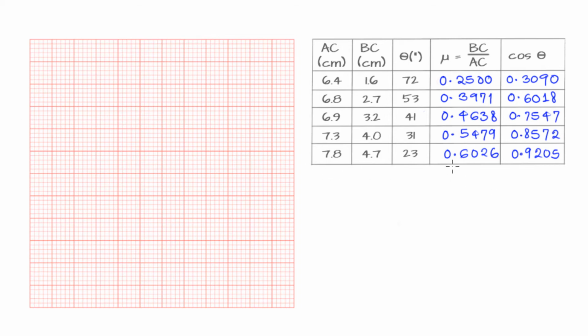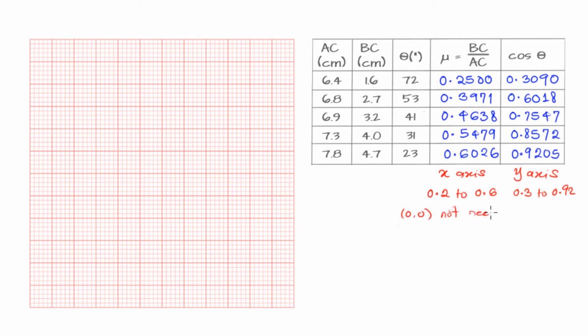Now we are to plot mu against cos theta. Okay, mu will be on the x-axis, cos theta will be on the y-axis. What are the values that we need to represent? On the x-axis, we are seeing that the least value is 0.25. We can say 0.2, and the largest value is 0.6026. On the y-axis, we have 0.3 to 0.92. So these are the values that we want to scale.